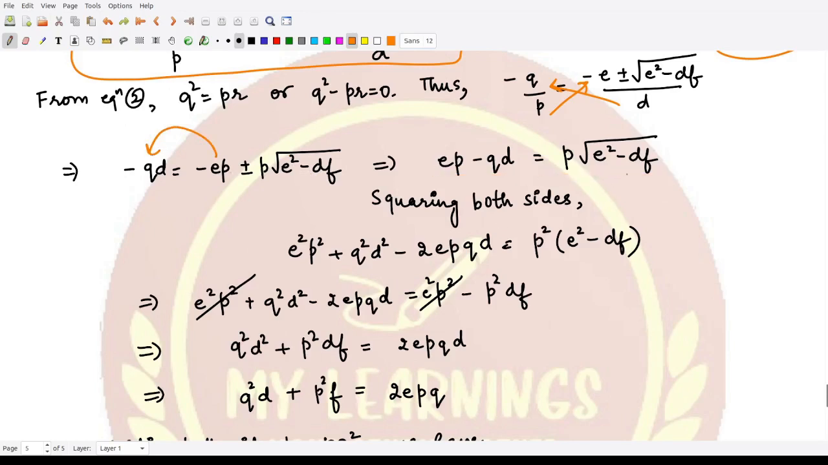Then we can square both sides because we wanted to eliminate the square root. So it would be the square of this and the square of this, which would be e square p square. Now opening up the square of this thing, it would be e square p square plus q square d square minus 2epqd, that is equal to p square and this thing without the square root, correct?